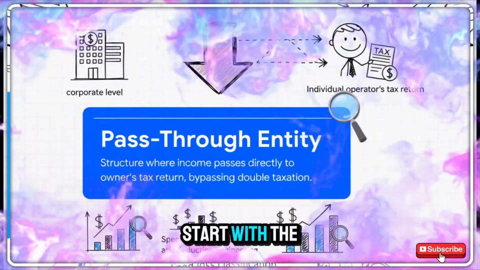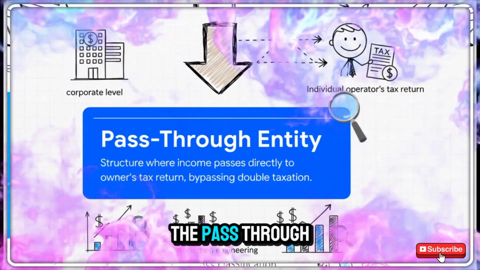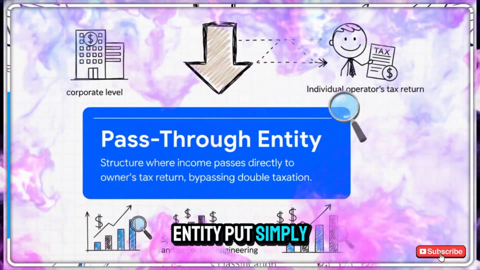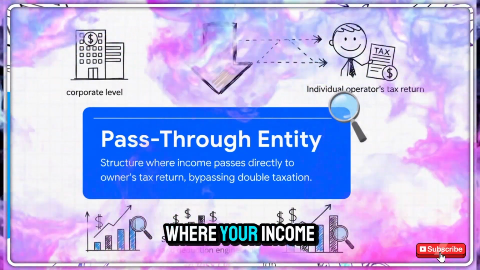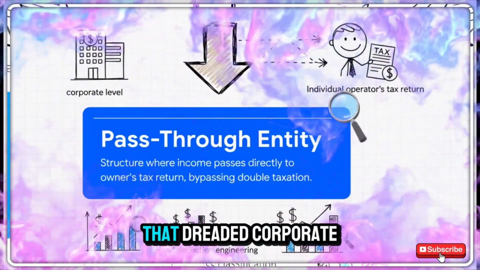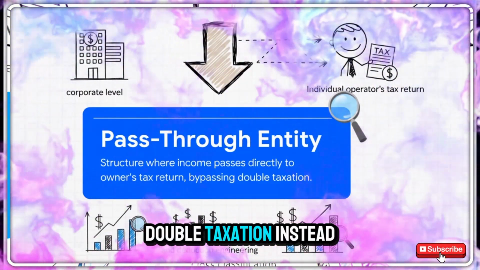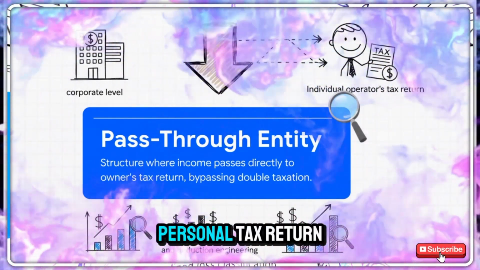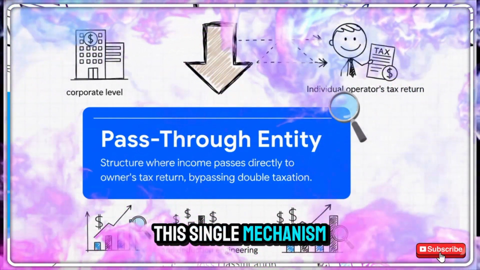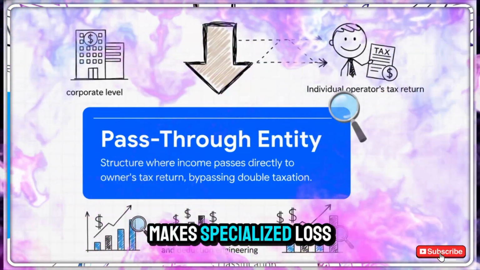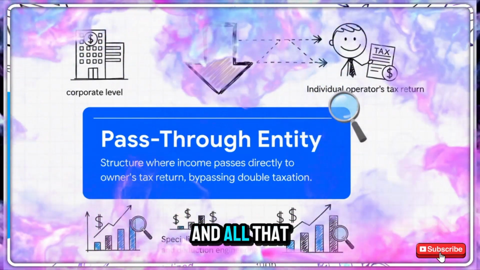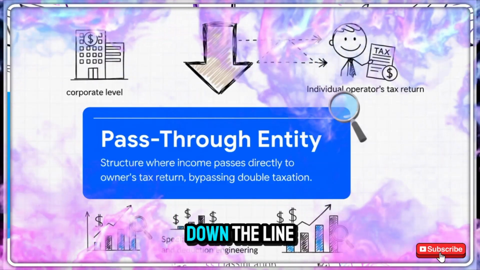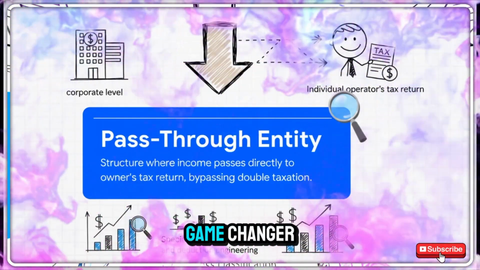Okay, so let's start with the absolute cornerstone here, the pass-through entity. Put simply, this is a legal structure where your income totally bypasses that dreaded corporate-level double taxation. Instead, it routes directly to the individual operator's personal tax return. This single mechanism is basically what makes specialized loss classification and all that deduction engineering possible down the line. It's an absolute game changer.